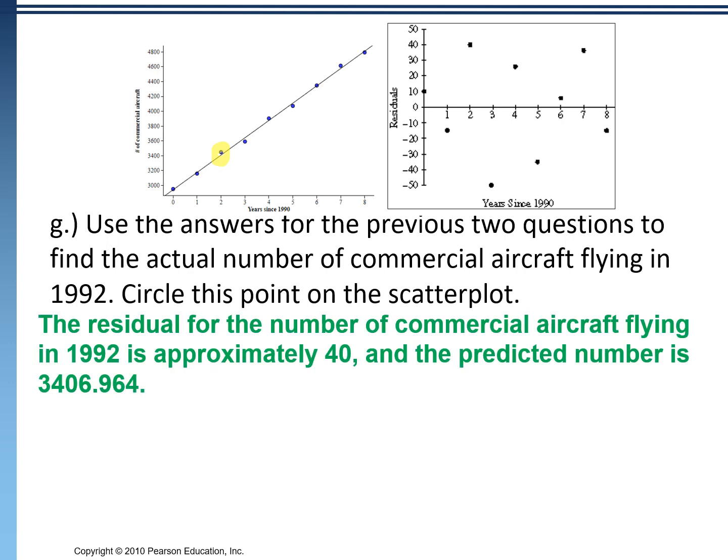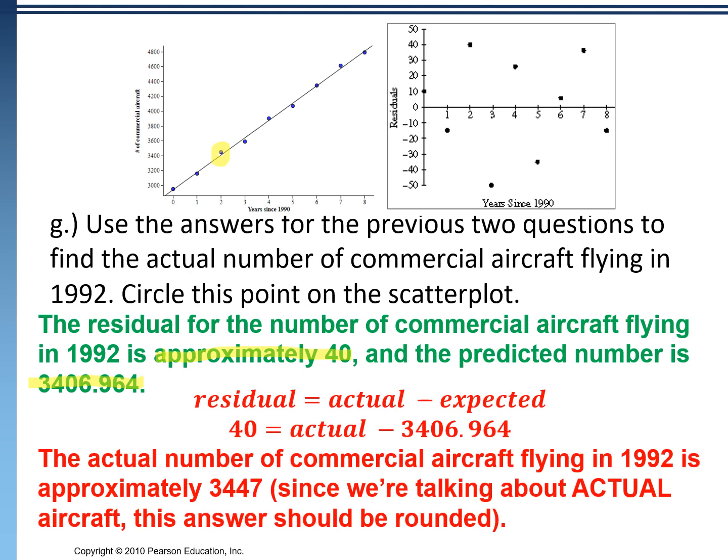Okay, and we're going to use our last two answers. So here we noted that the residual is approximately 40. And on the previous question, we had found the predicted number of commercial aircraft flying as 3406.96. Residual is actual minus expected. So we'll plug in 40 for that residual, 3406.964 in for that expected value, and we're solving for the actual.